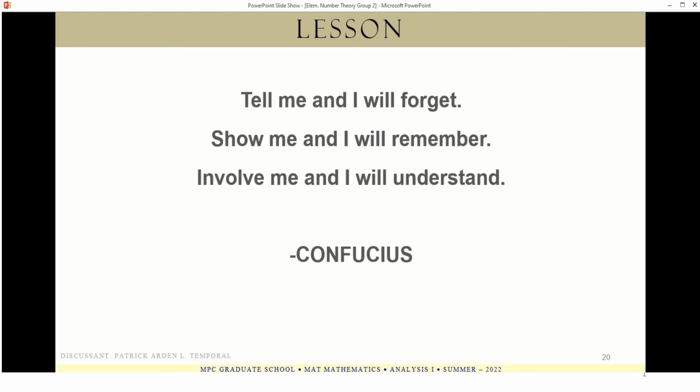Before I end my lesson, allow me to read this quotation from Confucius: Tell me and I will forget, show me and I will remember, involve me and I will understand.